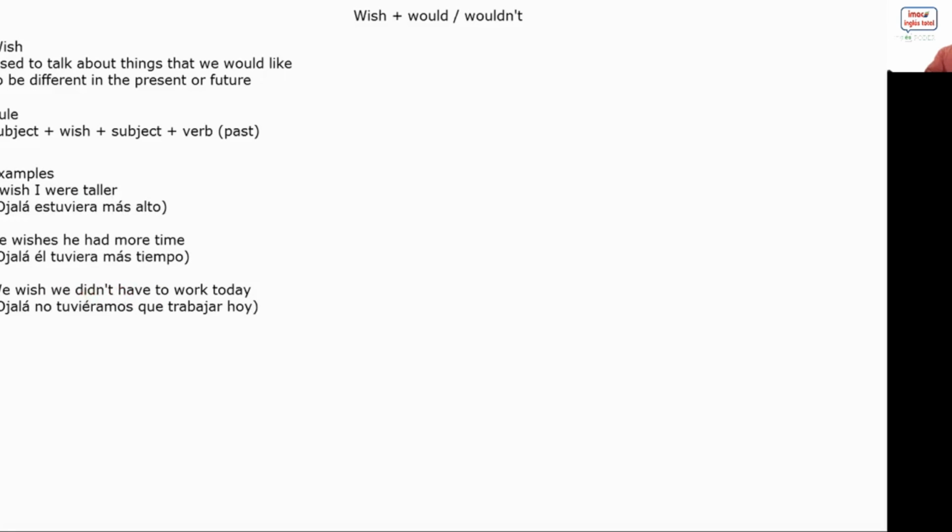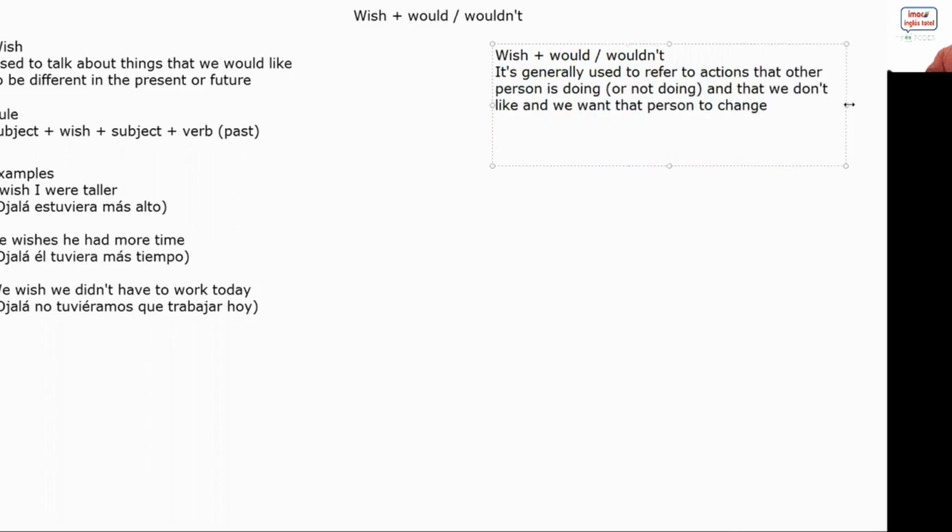Now that you remember very well the use of the verb wish and the way you studied this before, it's time to explain how you can use the verb wish with the auxiliary would or wouldn't to talk about another type of actions, a special type of actions. Let's see. What type of activities can we refer to when we use wish plus would and wouldn't? Let's see.